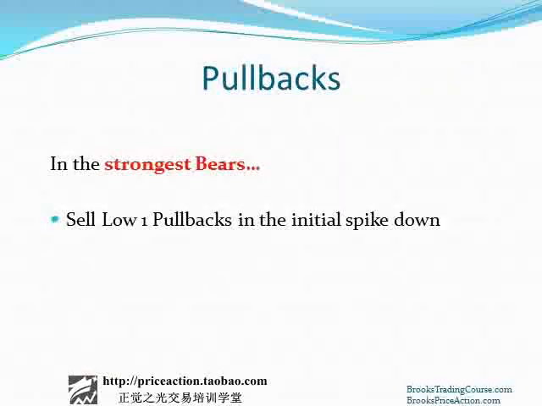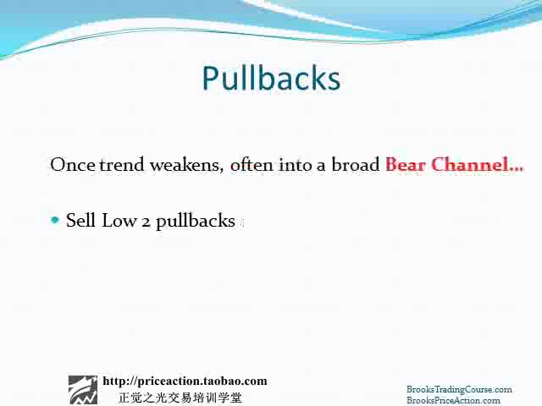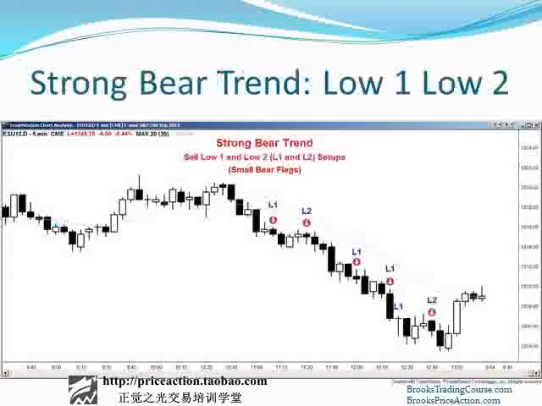Buy above that. In the strongest bears, you sell low one pullbacks during the initial spike down. And once the trend weakens and begins to evolve into a bear channel, look to sell more complex pullbacks like a low two, or a triangle, or a wedge bear flag. So here we have a bear spike and another spike, probably becoming always in short. A low one short, you can take that. Here we have a double top, so that's a low two short. You can sell that, and then just keep selling all the way down. Another breakout, a pullback, low one short. A breakout, a pullback, low one short.